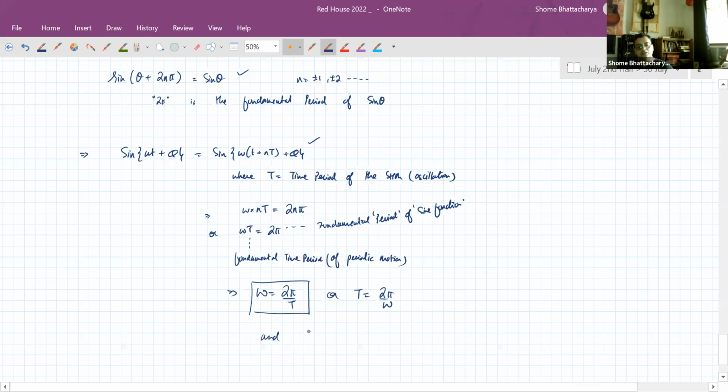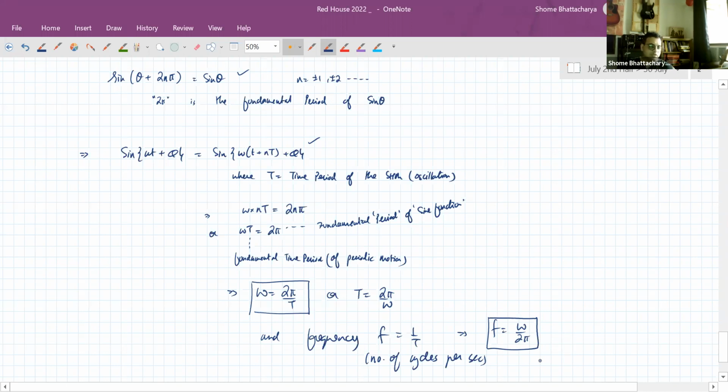And another term we define as frequency, which is number of cycles per second. That is nothing but 1 by time period. So frequency is omega by 2 pi. So the constant omega is related to the time period of the simple harmonic motion, or the frequency of the simple harmonic motion. Whereas capital A, the amplitude, is all about the range of motion, that is the maximum displacement from mean position.